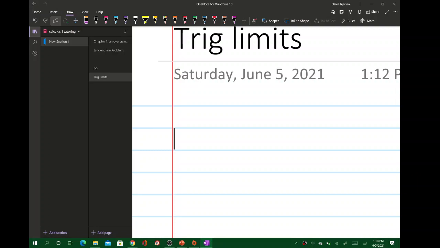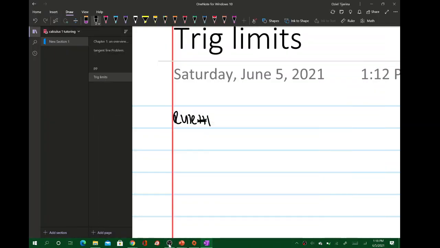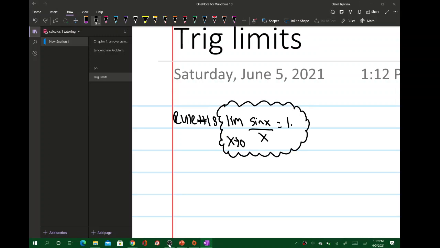Let me just write down the two rules that I'm talking about. Rule number 1: the limit as x approaches 0 of sine of x over x is equal to 1. This is the first rule.